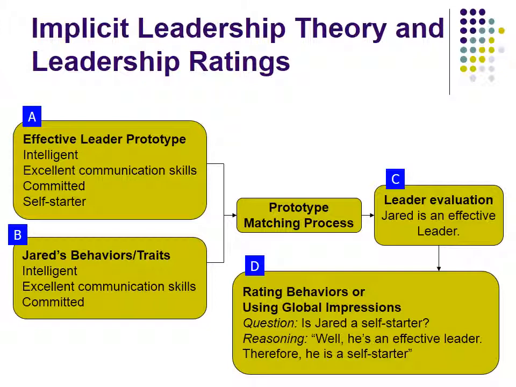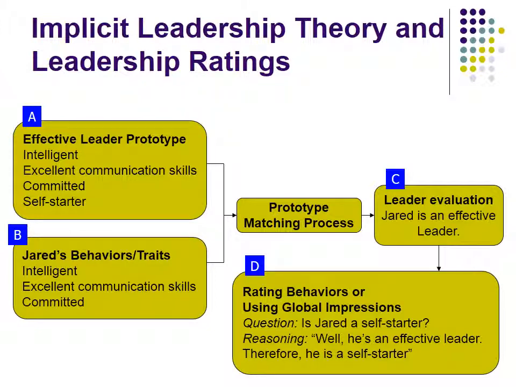Then B is the actual leader. Jared is the leader of this work team, and his behaviors are: he's intelligent, he is excellent at communication skills, and he's committed, but he's not a self-starter. What happens after that is we match the leadership traits and behaviors that we as subordinates view in our actual leader to our prototype or stereotype of what a leader should be. The more it matches, the more we evaluate the leader as effective. The less it matches, the more likely our evaluation is that that person is a poor leader.